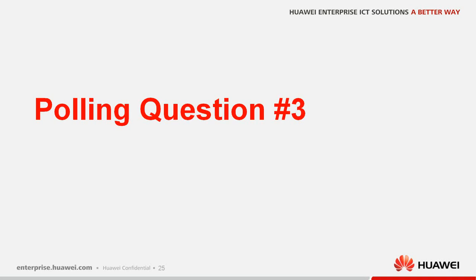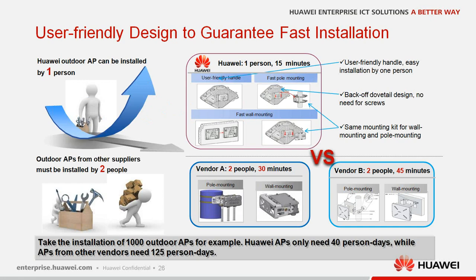So I'm going to move on to the next slide, which tells you a little bit about the design and the installation for a WLAN product. As you can see here, the Huawei WLAN products are very user-friendly. You can see some of those mechanical mountings here. In fact, we claim that the Huawei access point can be installed by one person in less than 15 minutes, while the competition might need at least 2 people and 30 to 45 minutes.